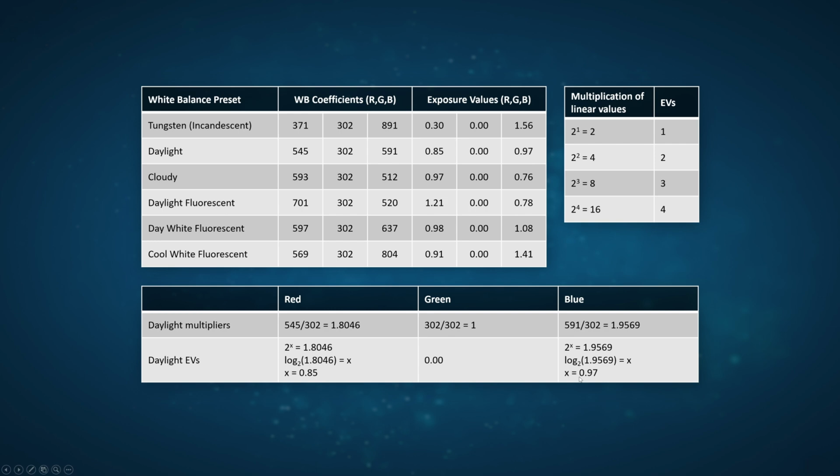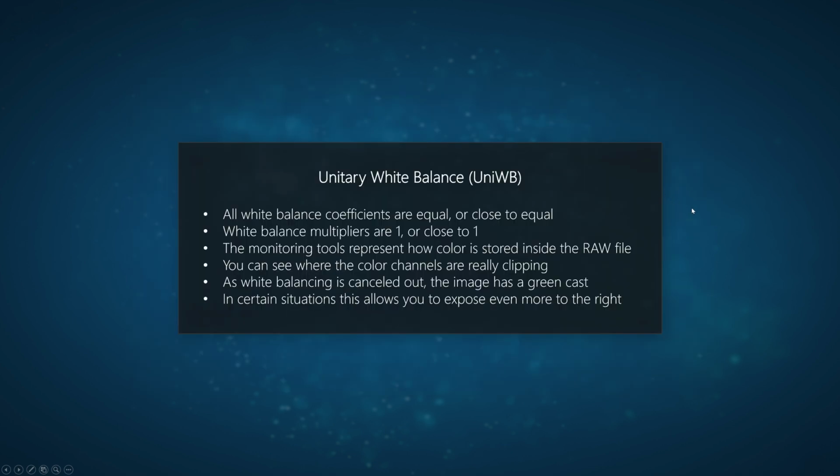Now you might say this is great and all, but it's nonsense that I have to remember the different red and blue exposure values for all the possible white balance settings that I might use. Even if I stick to daylight white balance and adjust to the correct white balance in post, I have to remember two values and adjust exposure accordingly. And you would be right, this would be a pain, but there is a solution called Unitary WB or UniWB.